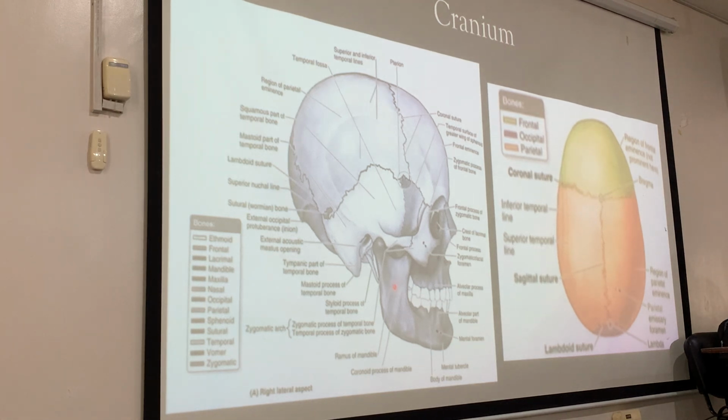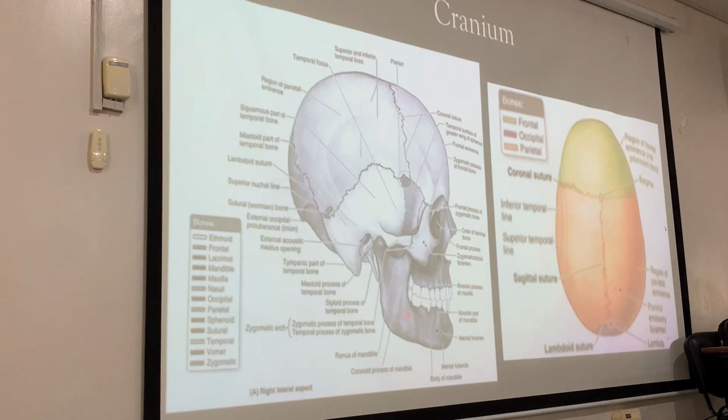Then you can also see in the side view the mandible. This is the only bone of the cranium that is mobile in the adult. There is a joint here that allows the mandible to move up and down to allow us to chew.